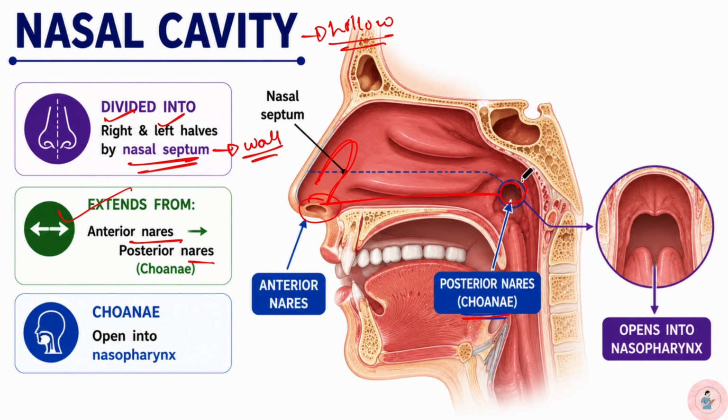Choanae is the posterior opening which opens into the nasopharynx. Now, what is the function of the nasal cavity? The nasal cavity has structures which warm the air, provide moisture to the air which is inhaled, and filter the air particles.